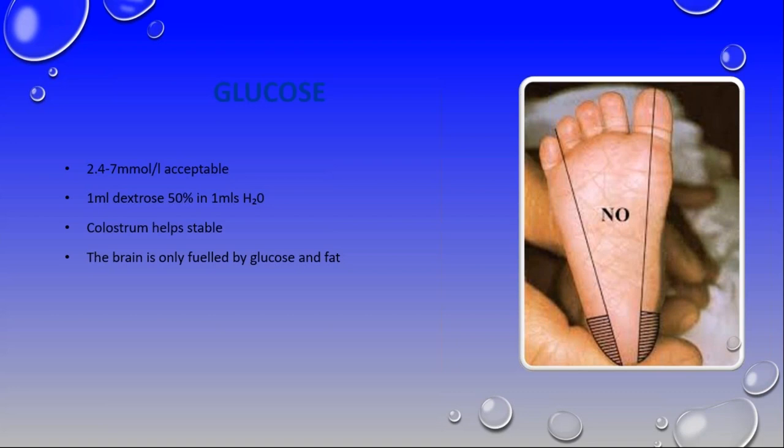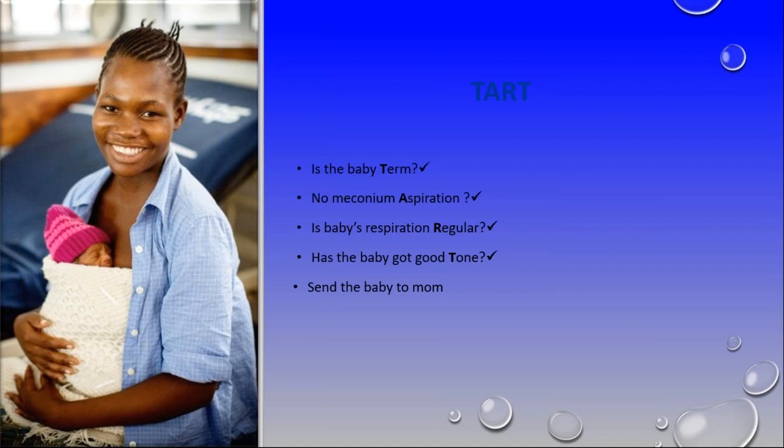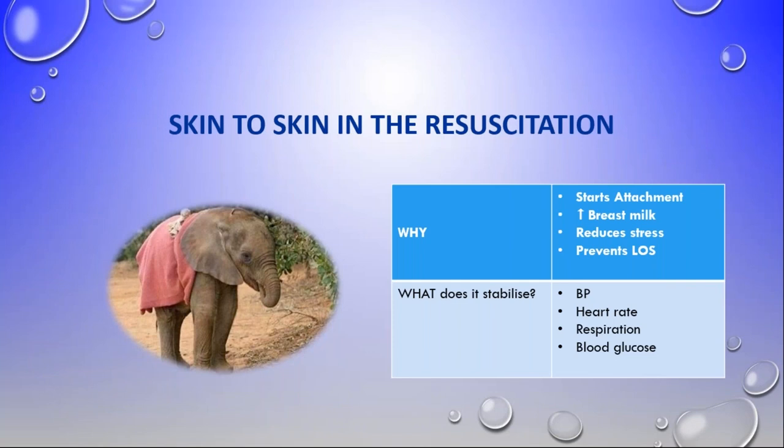The baby's born and we're going to use the TART method to look at the baby. Is the baby term? That's the first T. Is there no meconium aspiration? The A for aspiration. Is the baby's respiration regular? The R. And has the baby got good tone? And if there are four ticks and the baby has passed the TART test, that baby immediately goes skin to skin, goes to mum. That needs to happen with every delivery that is normal. Why is skin to skin part of a resuscitation?